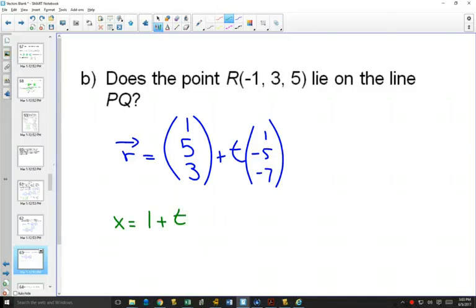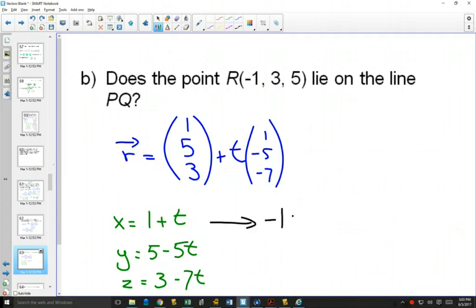I've got 1 plus t. My y-coordinate would be 5 minus 5t. And my z-coordinate would be 3 minus 7t. And if the point -1, 3, 5 was on that line, then -1 equals 1 plus t, that implies that t has to equal -2, right? If my x-coordinate needs to be -1, that only happens when t is equal to -2.